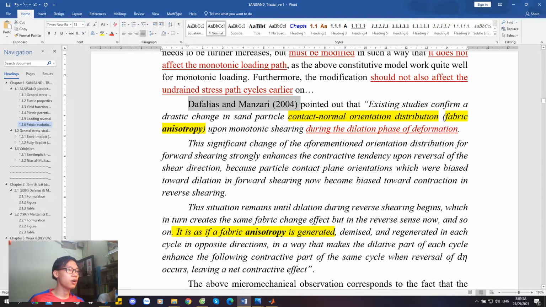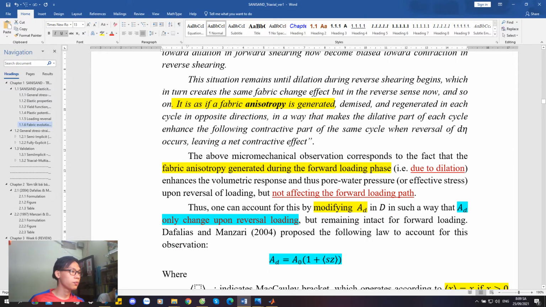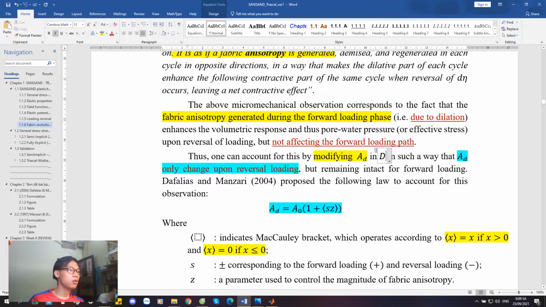Dafalias and Manzari 2004 realized in their paper that a contact normal oriented distribution called fabric anisotropy is generated during the dilation phase. So fabric anisotropy is generated during forward loading due to dilation, so it will not affect the forward loading path. We modify D, which means we modify the AD, and we make sure the AD only changes upon reversal loading.